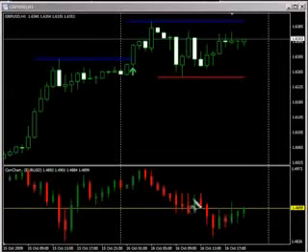I just wanted to go over a quick little trade that I had earlier this session. As you can see, we are at the hard right of the chart here, and this was early on at the open of the Japanese session.